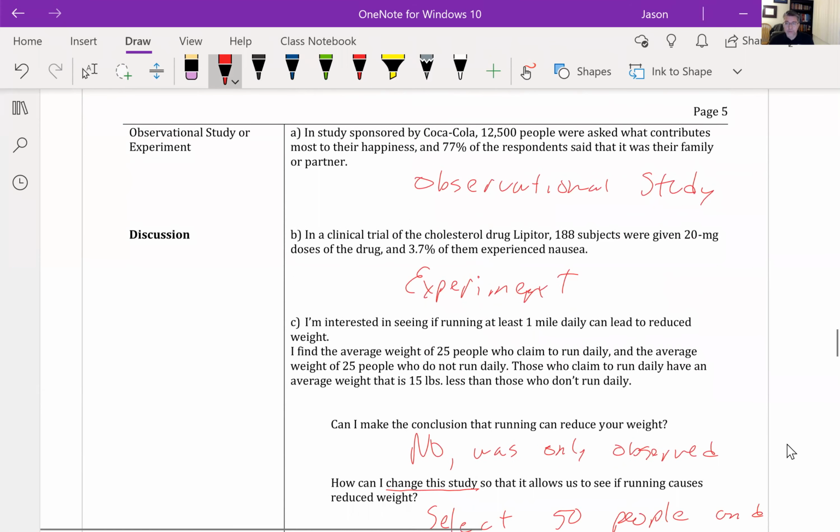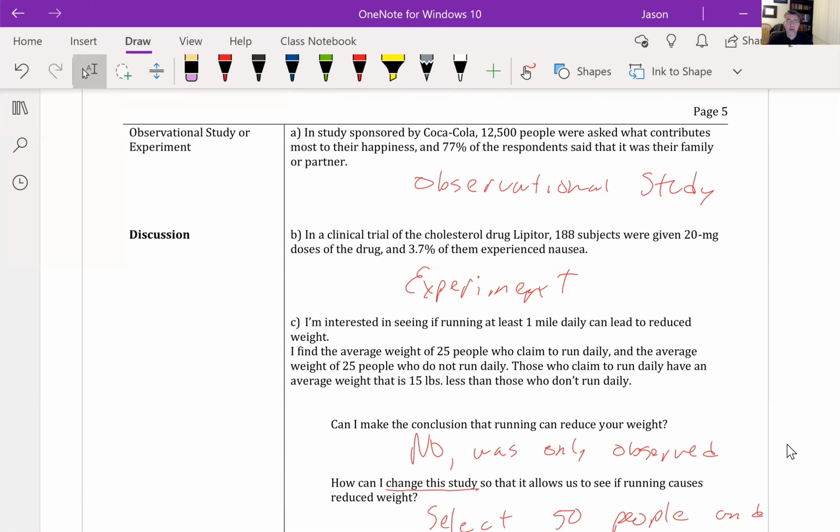Type of study: is it an observational study or an experiment? It is a study sponsored by Coca-Cola. 12,500 people were asked what contributes most to their happiness, and 77% of the respondents said that it was their family or partners. That is an observational study. We're not manipulating anything. We're just asking people a question.